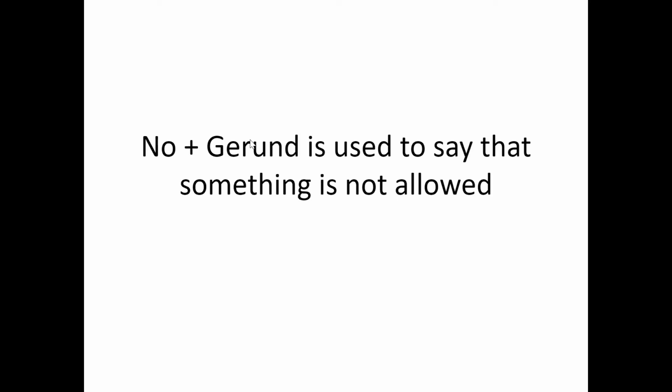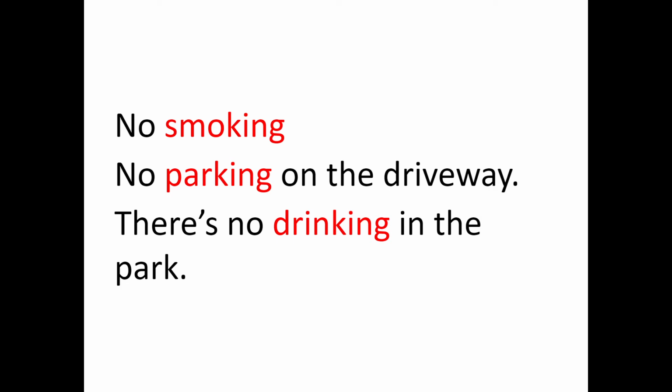We can also use no plus a gerund to say that something is not allowed. For example, no smoking. Quite often you will just see these two words, for example, on a sign, no smoking, no parking, no eating. It can also be in a sentence. Sorry, this is in a sentence. No parking on the driveway. This is a phrase, but it could be in a sentence here. There's no drinking in the park. And when it's in a sentence, it's quite often used with there is or there's.